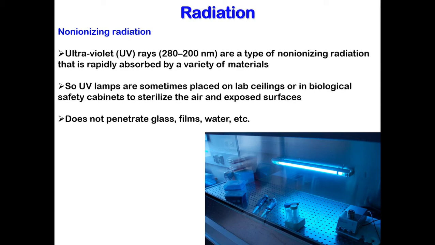However, UV radiation does not penetrate glass, dirt films, water, and other substances effectively. Because of this disadvantage, UV radiation is only used in a few situations. So UV lamps are sometimes placed on lab ceilings or in biological safety cabinets to sterilize the air and any exposed surfaces.